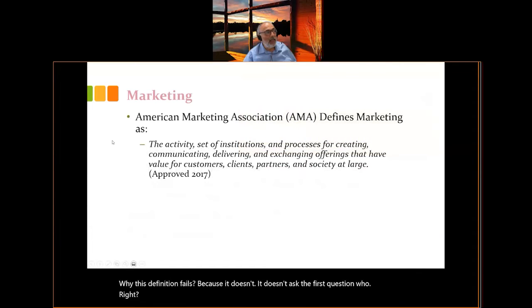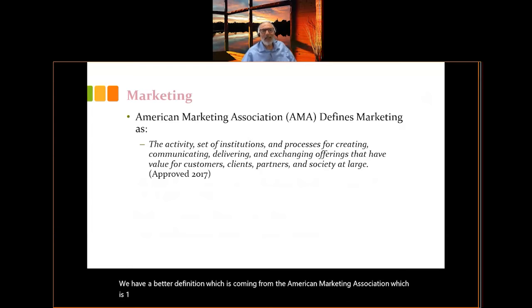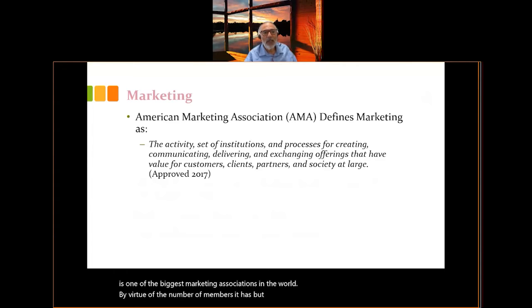And luckily, we have a better definition, which is coming from the American Marketing Association, which is one of the biggest marketing associations in the world by virtue of the number of members it has, but also by virtue of the contributions it adds to the profession of marketing. I'm sure you probably have a marketing association in your country, and I encourage you to reach out to see if they have their own definition.